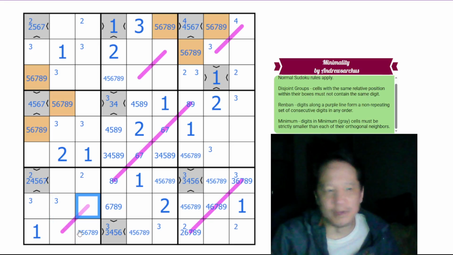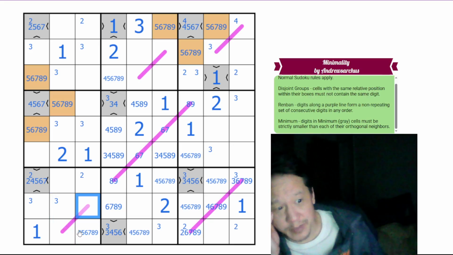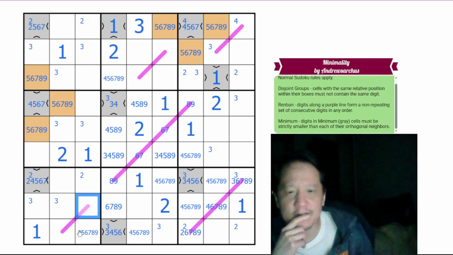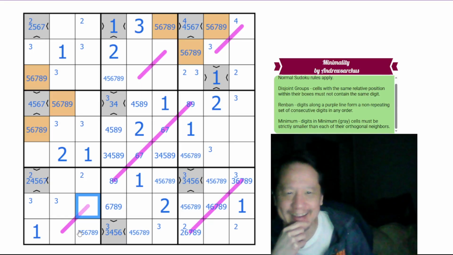There's probably a more elegant way of finding these, but my brain doesn't work that well, I don't think.